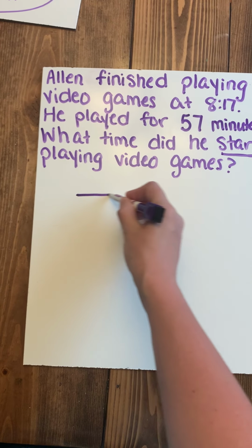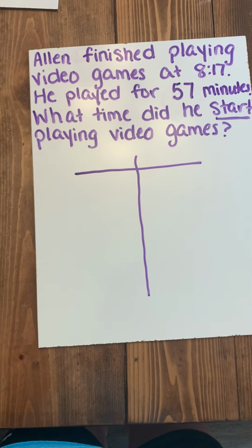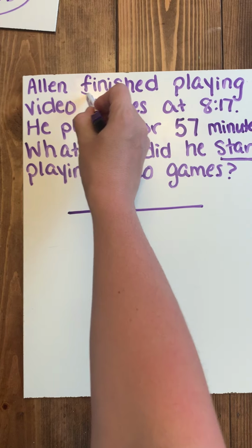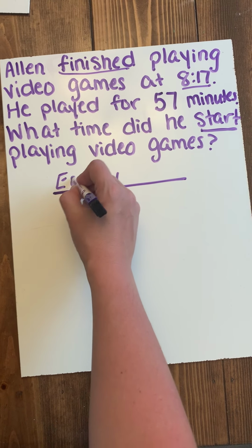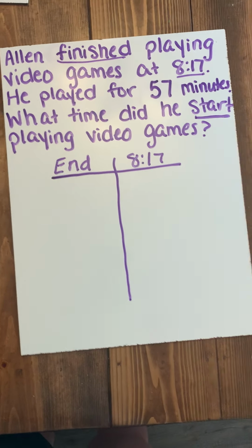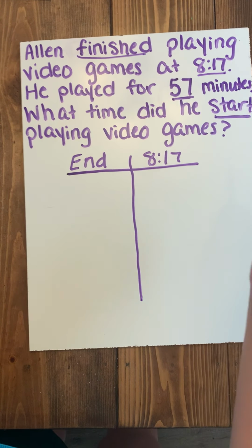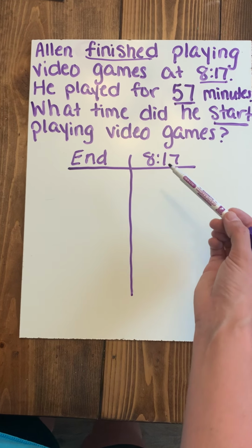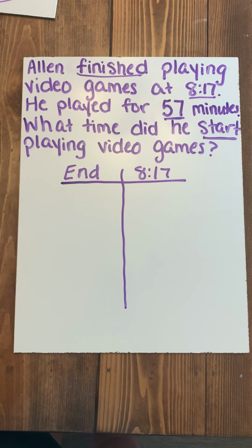So again, I'm going to start with a T-chart. And I'm going to write my finished time up at the top. So Alan finished at 8:17. So I'm going to write my end time, which is 8:17. Now, he played for 57 minutes, and I want to know what time he started. So I'm going to take away 57 minutes from 8:17 to figure out what time he started playing his video games.